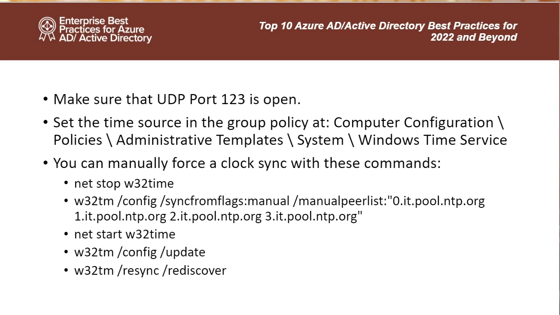So the way that you manually force a clock sync is to open up an elevated PowerShell window and then use the commands that are listed on this slide. So you would do net stop w32time, so that shuts down the Windows time service. And then you do w32tm /config and then a bunch of flags to specify the time source that you need. Then use the net start command to restart that service. And then you specify the w32tm command with the config and update flags. And then you do it again with the resync and rediscover flags. And that will force that machine's clock to synchronize to that authoritative time source.